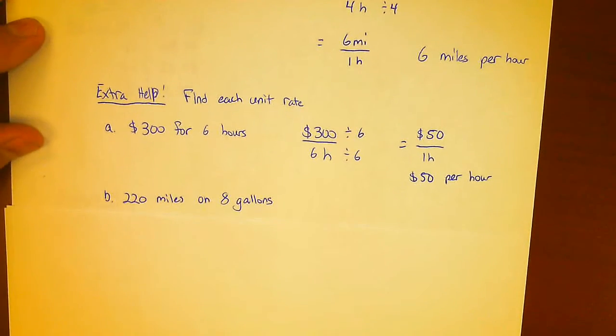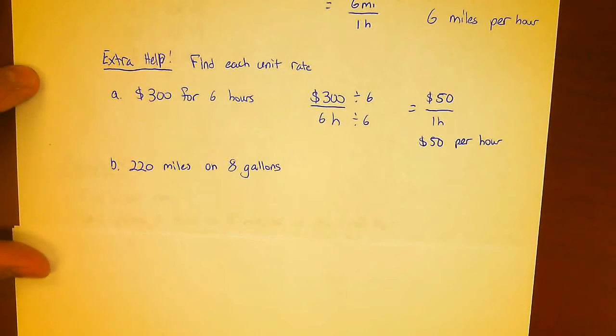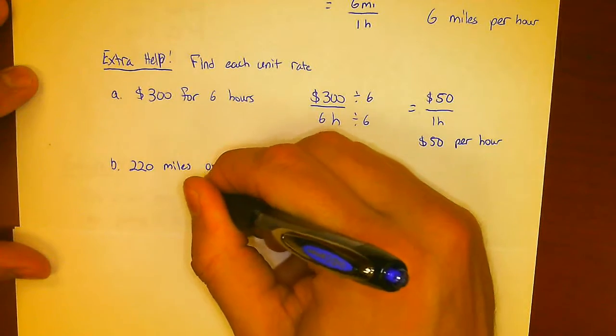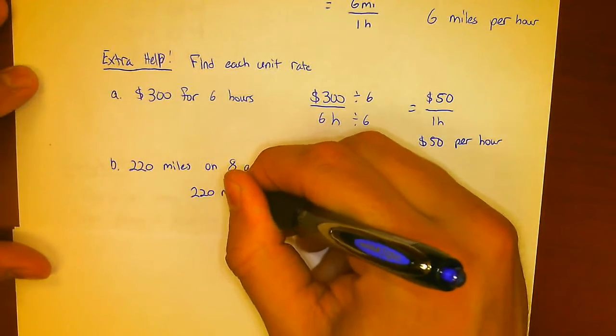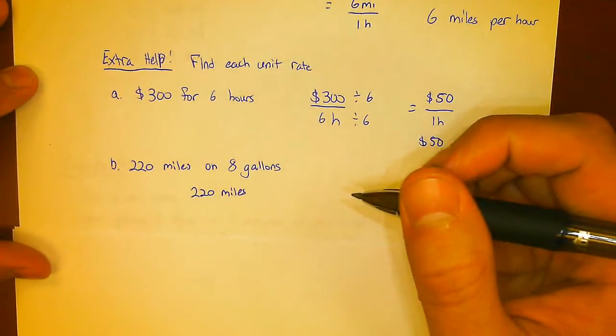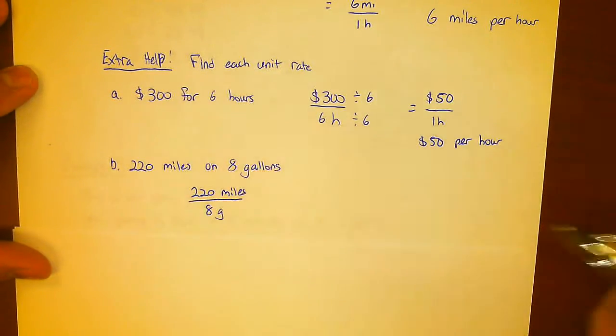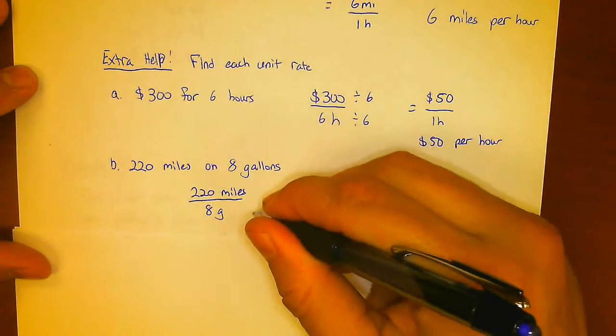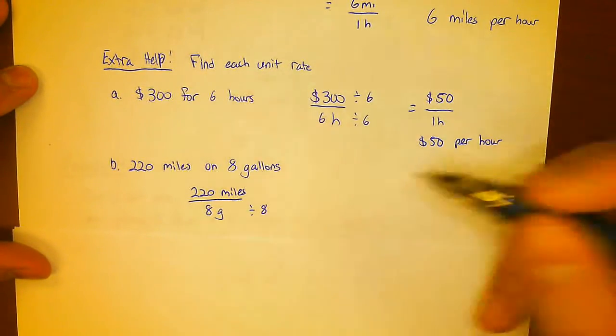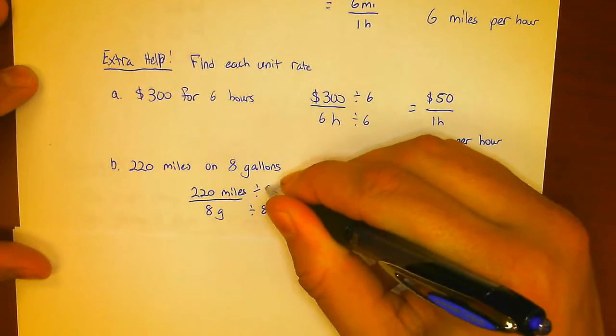One more example of that. We've got 220 miles on 8 gallons. Set it up exactly the same way. 220 miles on 8 gallons. Okay? So, same exact thing. Divide by the denominator on both top and bottom.